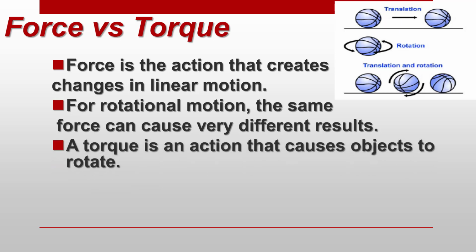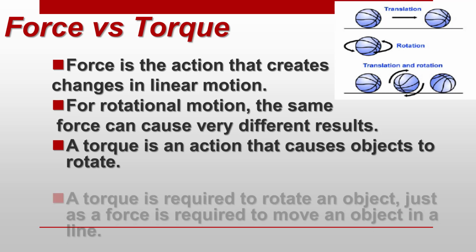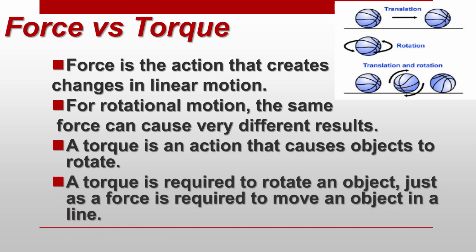So we can say a torque is an action that causes an object to rotate. Force creates linear motion while torque causes objects to rotate. A torque is required to rotate an object just as a force is required to move an object in a line. So why is torque needed? It is needed to rotate an object.